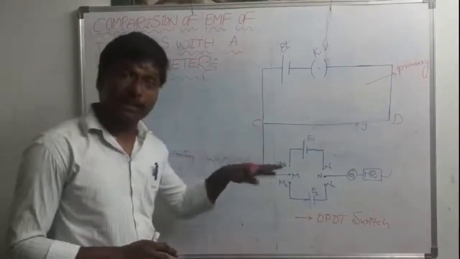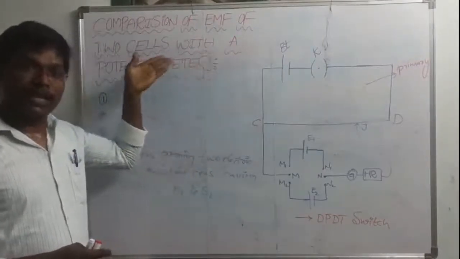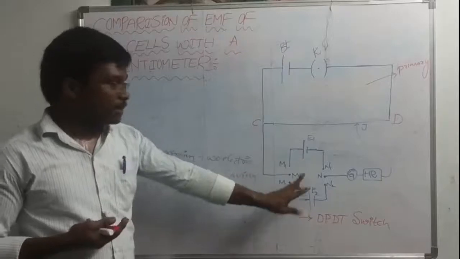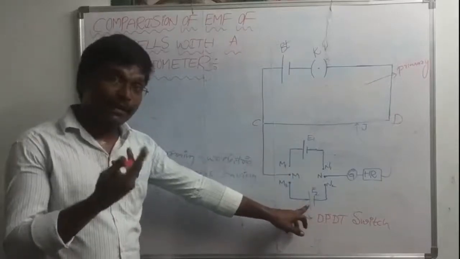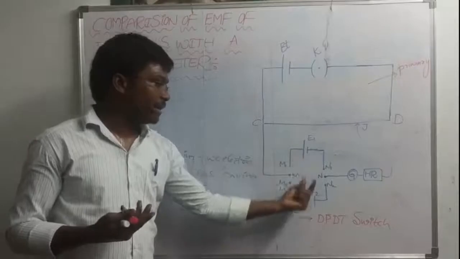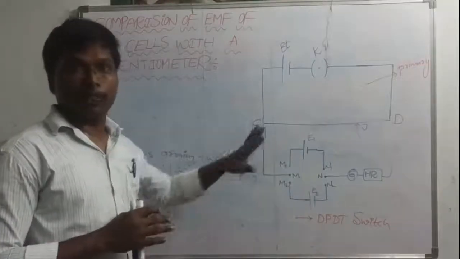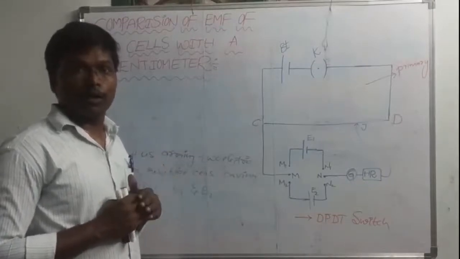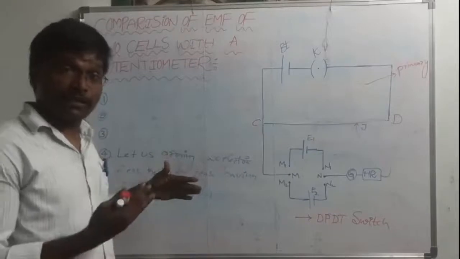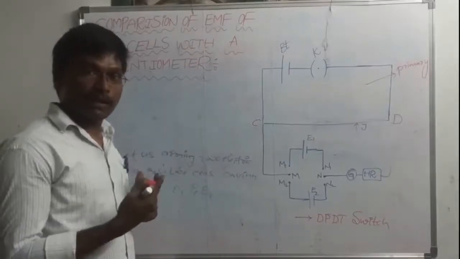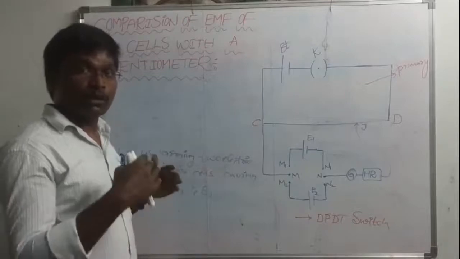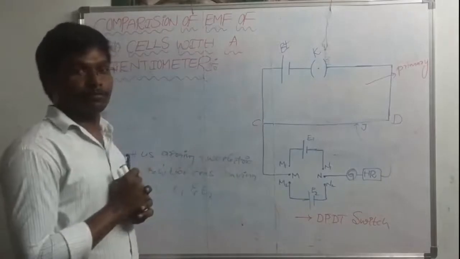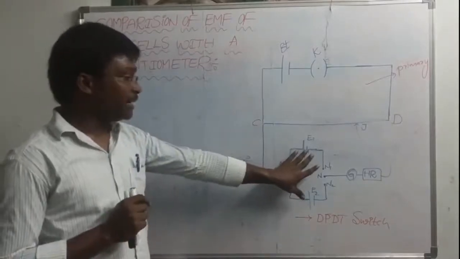Why did I arrange the electric cells here? What is our question? Compare the EMF of two cells, correct? So I have to compare the EMFs of two electric cells. For that purpose, I arranged two electric cells having EMFs E1 and E2. This is the fourth point. I hope you are understanding point by point. Let us consider two electric cells having EMFs E1 and E2. These two are connected with a DP-DT switch.